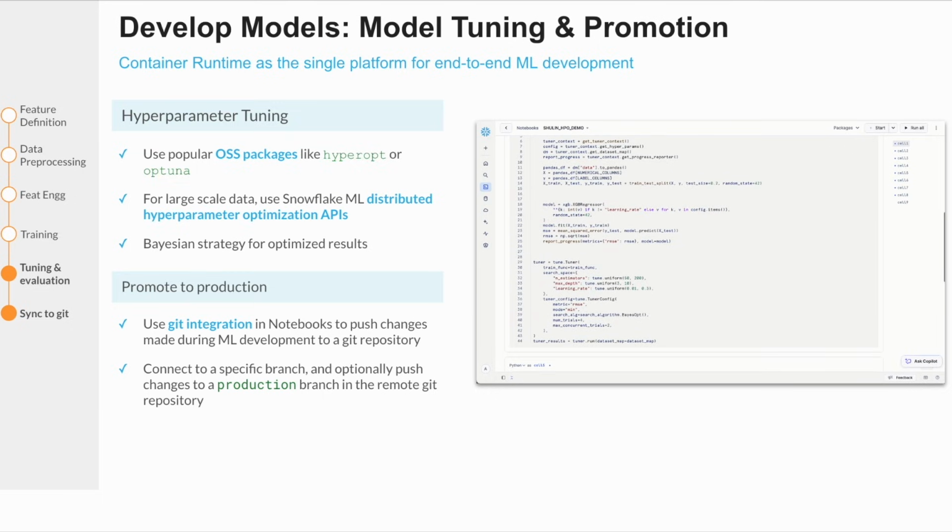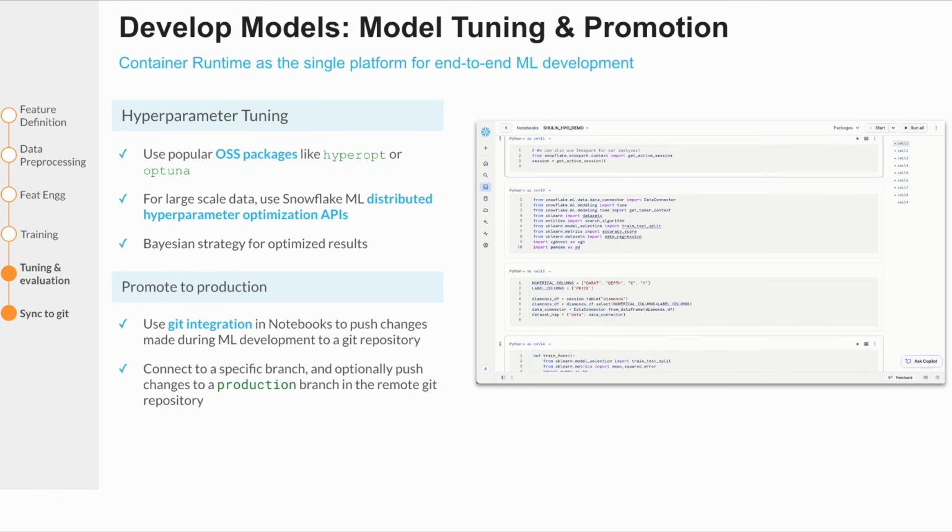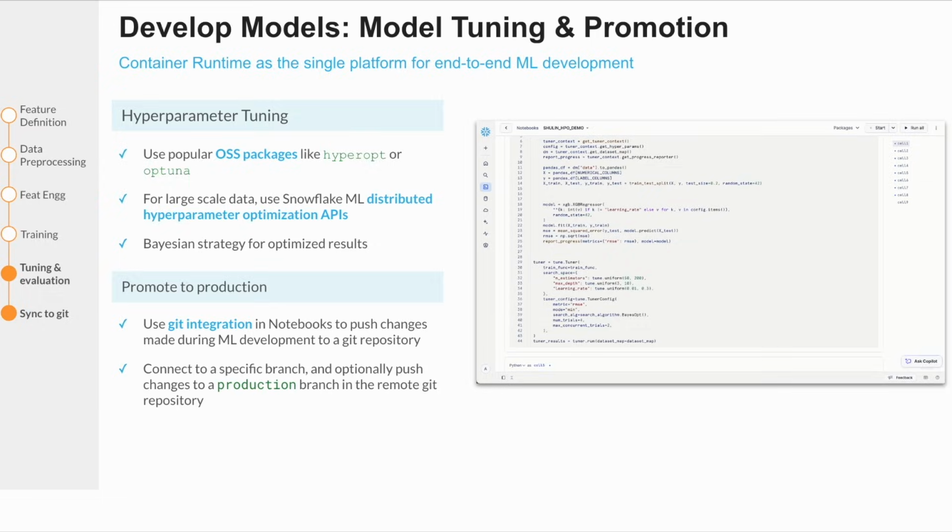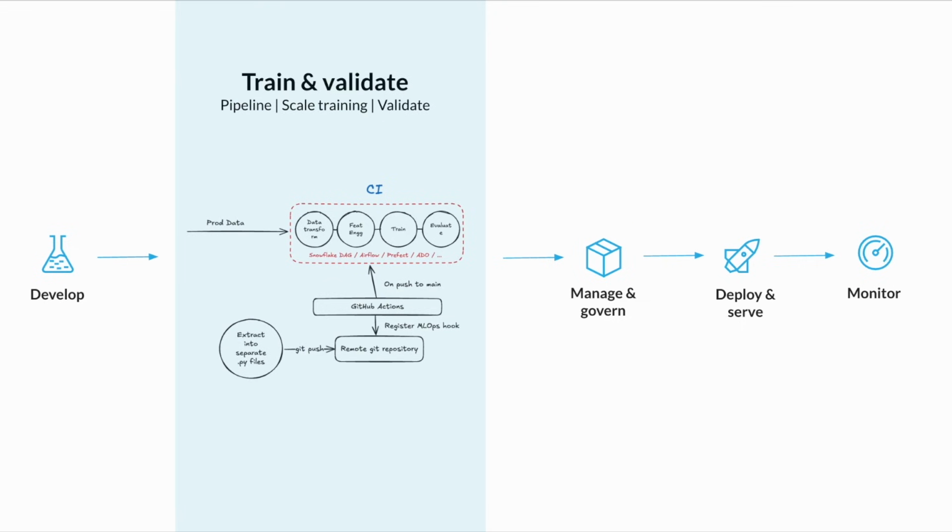Once tuned, you can promote to production using Git integration in notebooks to push changes made during ML development to a Git repository. You can easily connect to your repo, commit the changes, and push to the production branch when you're ready. Now we're going to move on to the next step, which is train and validate.